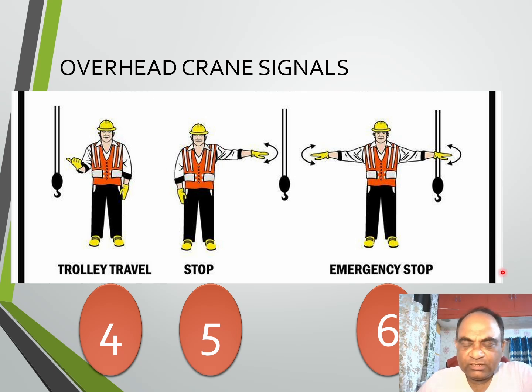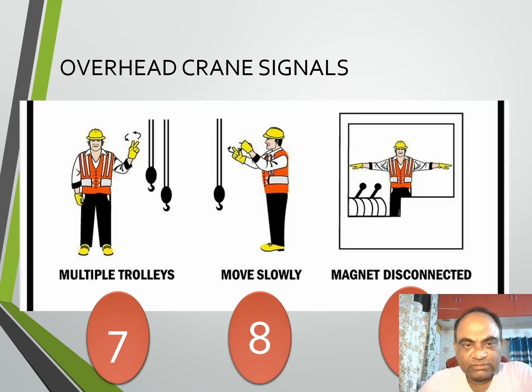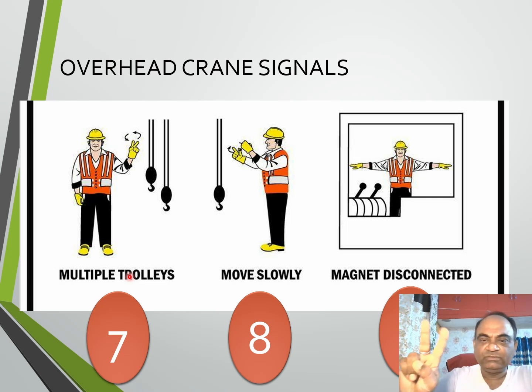And next is multiple trolleys. To operate multiple trolleys, you use two fingers shaking against each other, telling both the trolleys to move like this. You have to move both the trolleys.